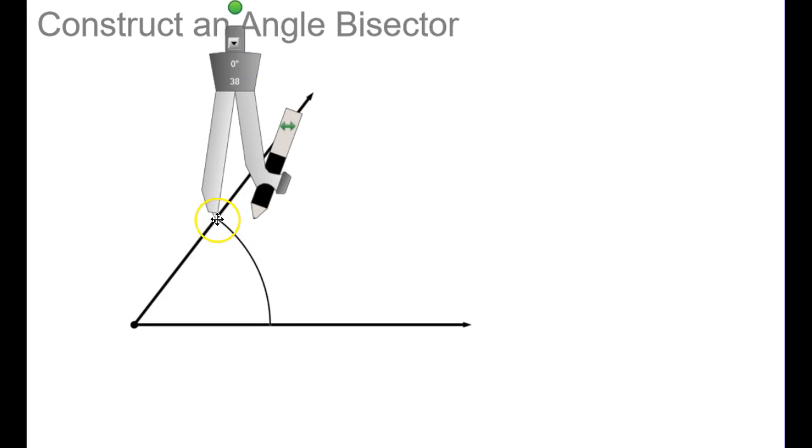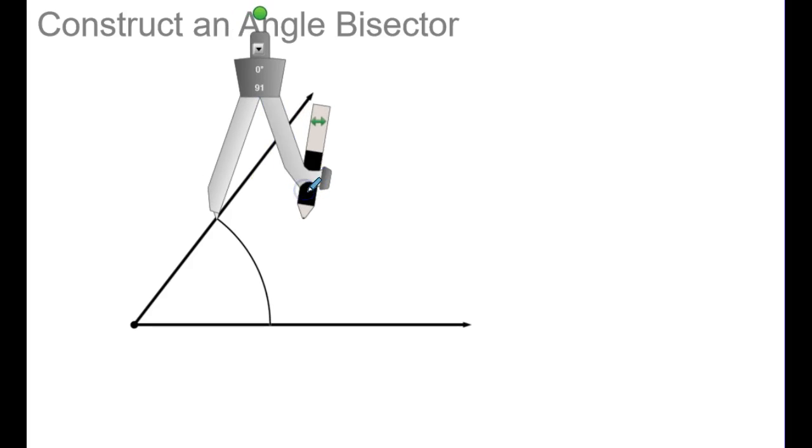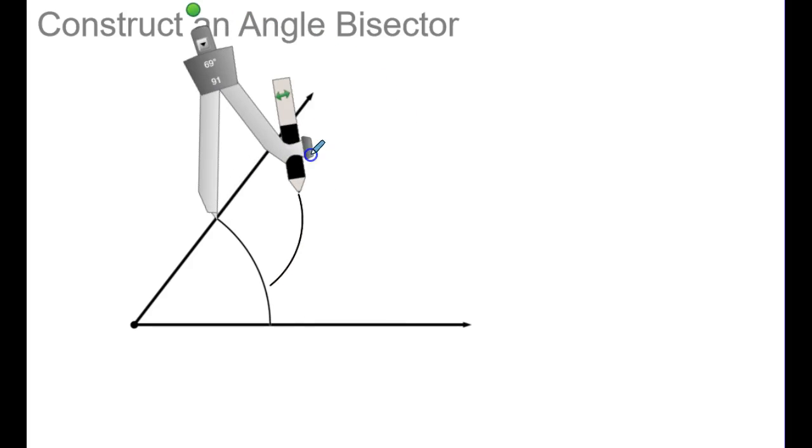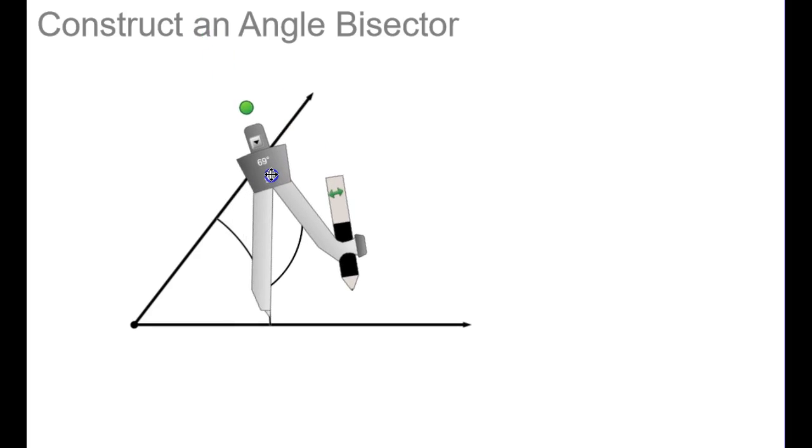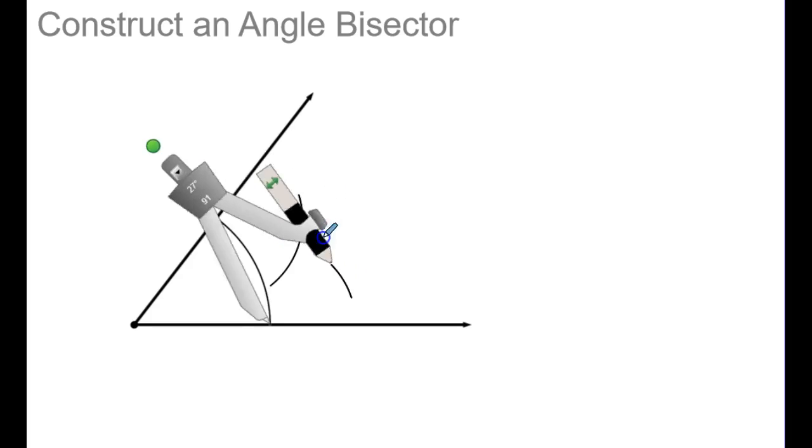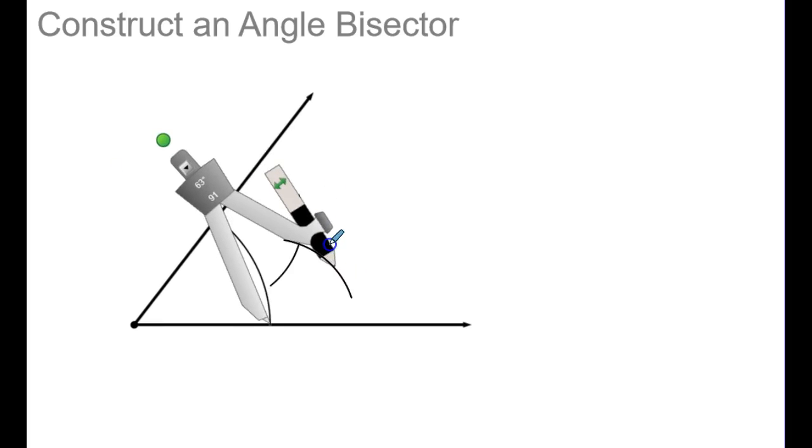I have this intersection here and here. Again, I'm going to extend my compass out, draw an arc, keep that same distance that I just used to construct that arc, and move the compass to the other point of intersection, and now make another arc going through.